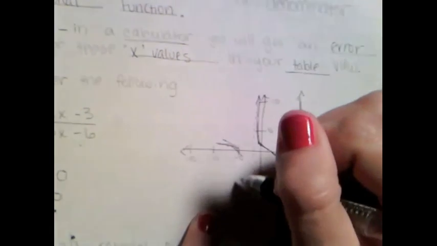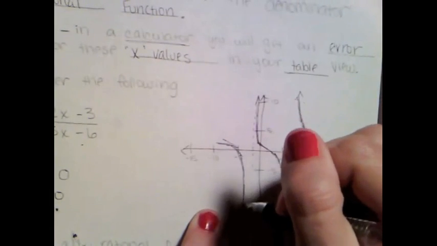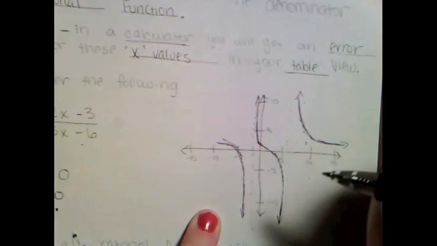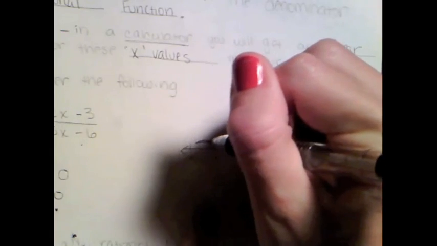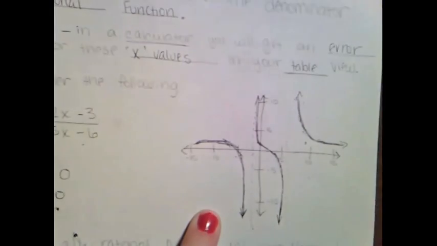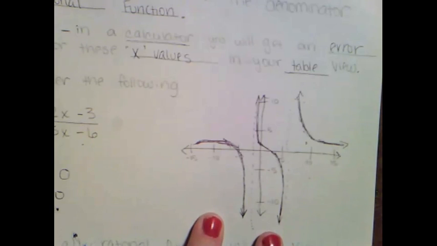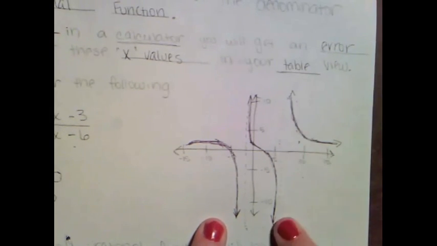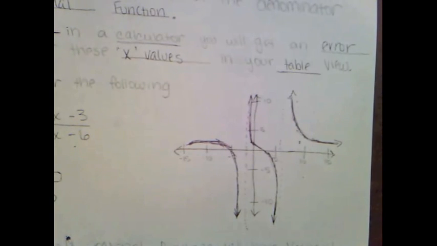And the last part of this looks a little bit like that. So interesting looking function there, but there's a graph showing our vertical asymptotes.